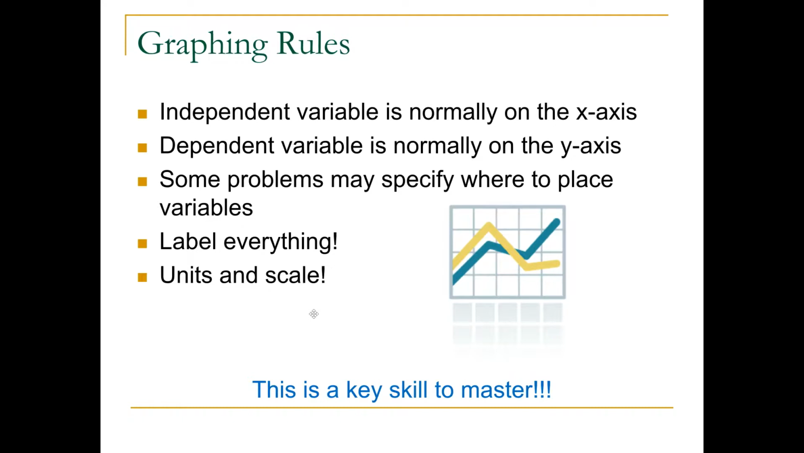When you graph things, it's important that you label everything. So label your axes, make sure you include units. When you are labeling the axes with values, make sure you're using an appropriate scale so that your data takes up most of the grid that you have. And make sure that your scale has equal values, right? So if you're looking at this grid, you want each square to represent the same amount.